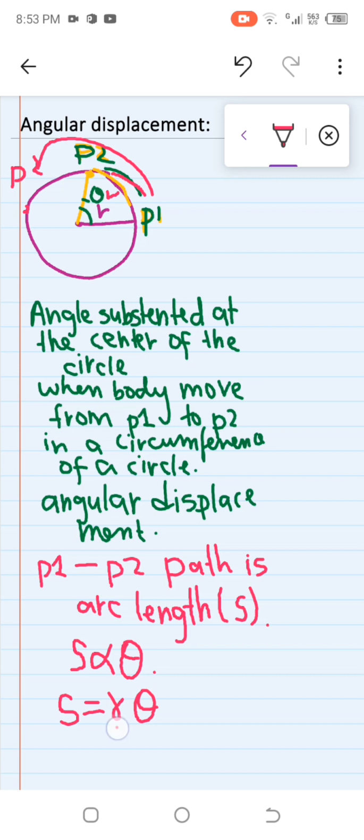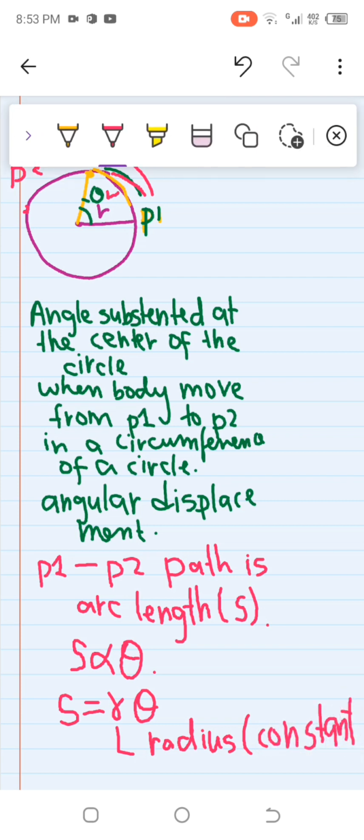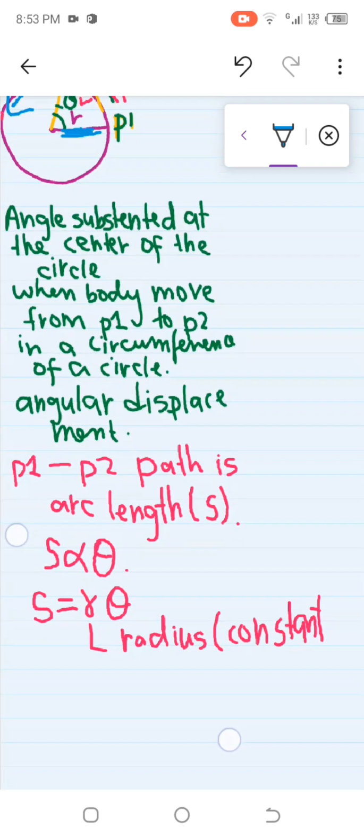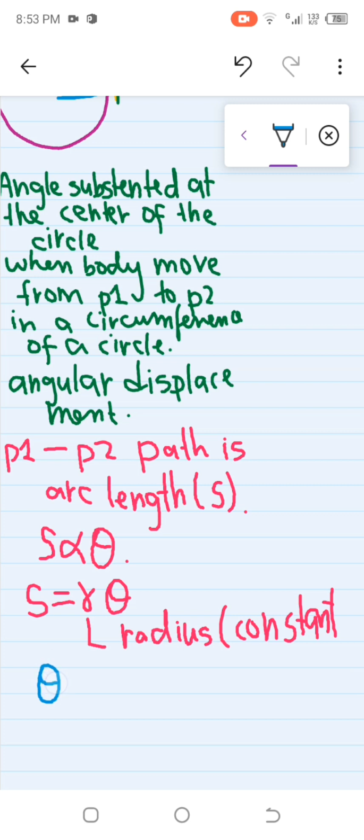Now what does r mean? R is basically the radius, and the radius is constant, because as you can see in this diagram, whenever this path is moving and the angle is subtending, the radius is not moving. So the radius is constant. Fine. So the formula of theta, the angular displacement, is equal to S upon r, arc length upon the radius of the circle.